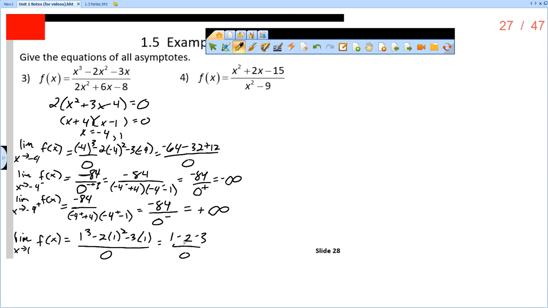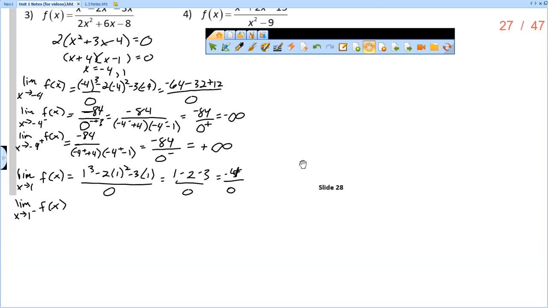All right, so 1 cubed is 1 minus 2 minus 3 over 0. So 1 minus 2, -1 minus 3 is -5, right? Sorry, -4. I apologize. -4 over 0. So once again, we're in the same situation that we were with -4, right? And so now we want to examine the limit as x approaches 1, but from the left, and then the limit as x approaches 1, but from the right.